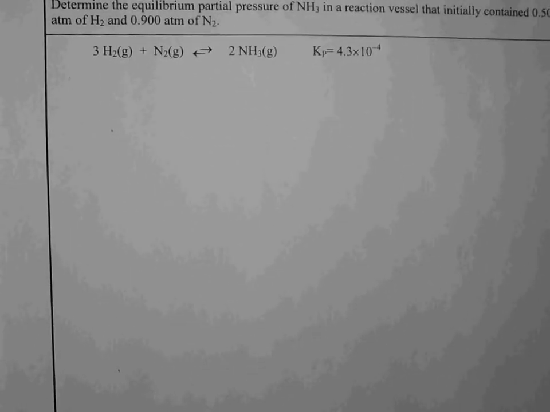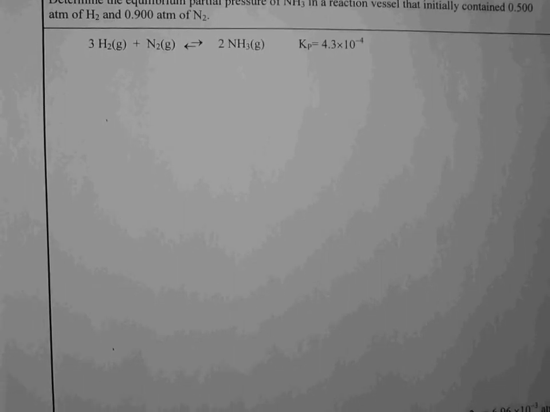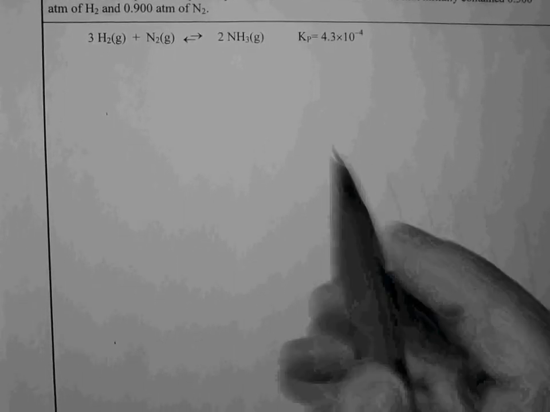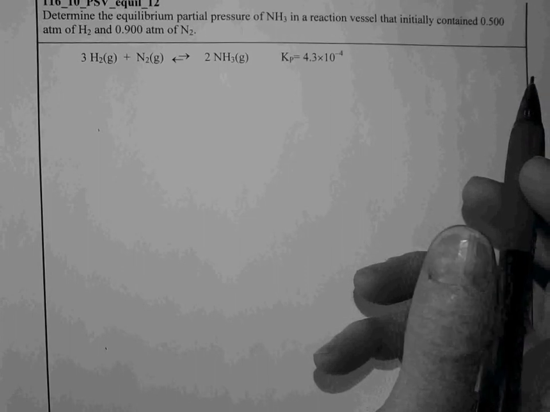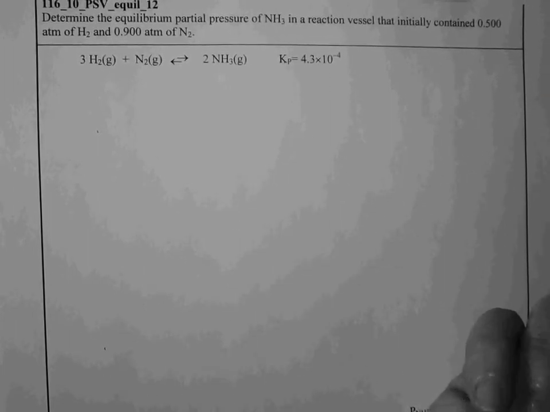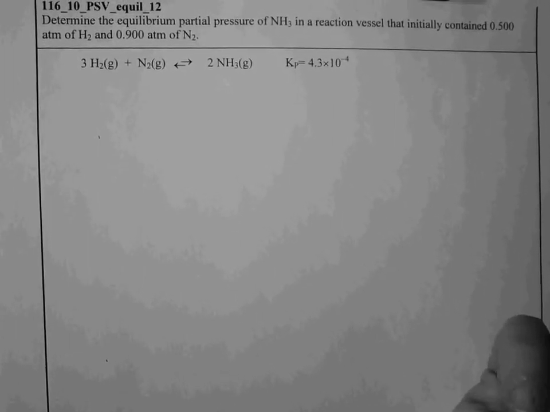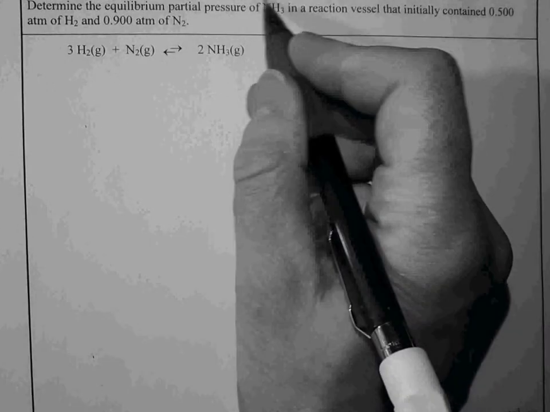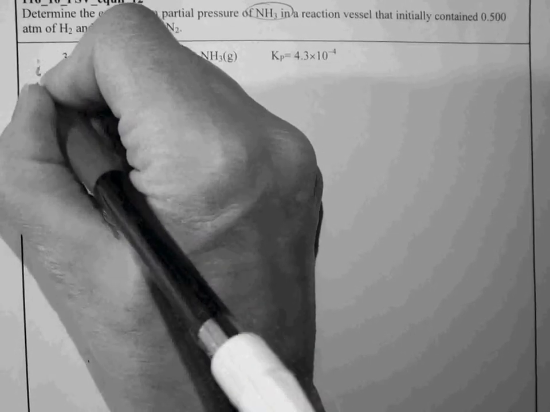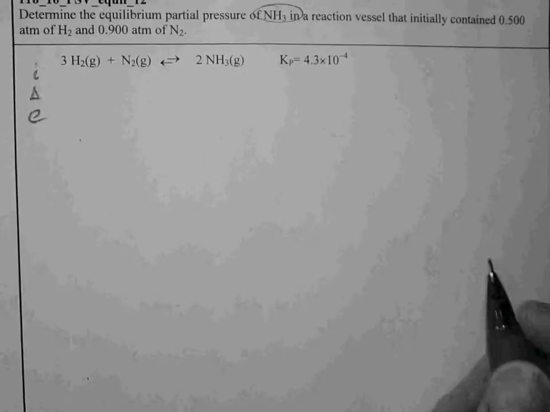Alright, this is an equilibrium problem involving gases. We are given initial conditions and asked to calculate what the equilibrium pressures are of each gas. Actually, we're just trying to determine the product gas. Alright, so we'll start with our ICE table.